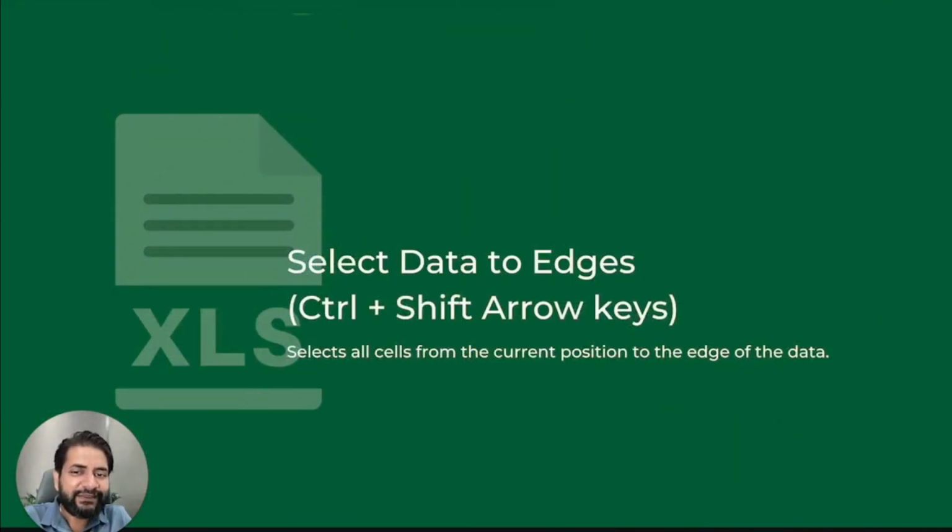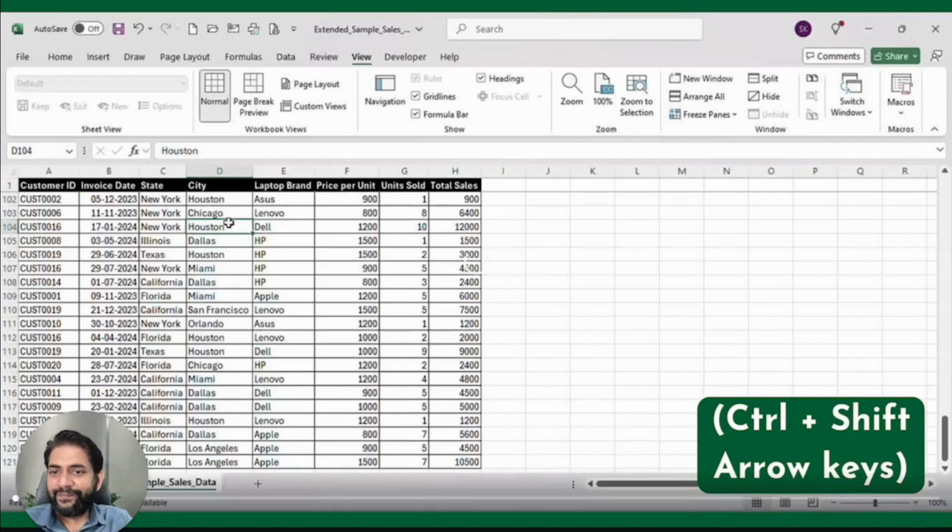So let's say you do not just want to move towards the edges, but you want to select that entire chunk of data in a particular column or row. What do you do for that? You click Control plus Shift and then the arrow keys. That selects the entire data until the edge. So it selects all cells from the current position to the edge of the data. Let's find out what it does.